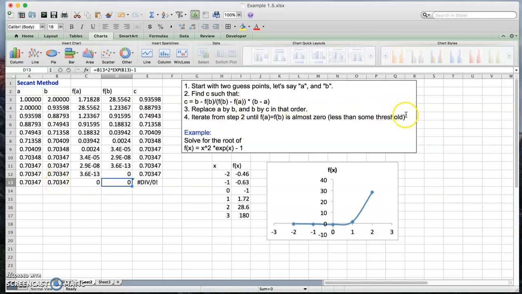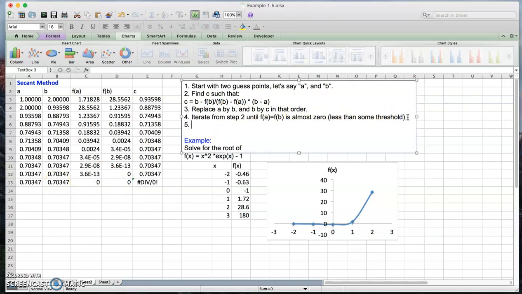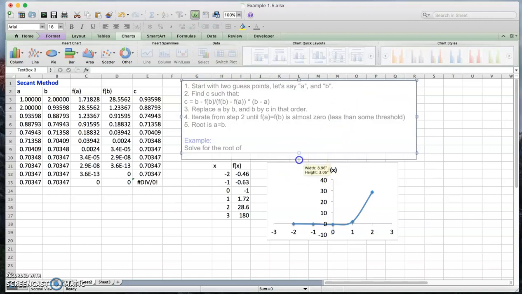So maybe I have to say something here. Root is A equal to B. Okay. There you go. So I'm going to move this color down.